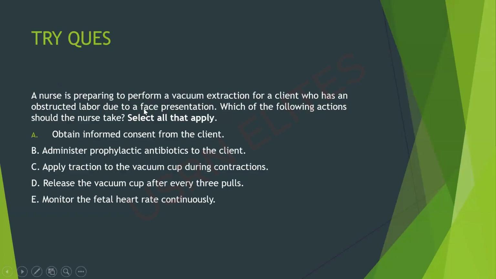A nurse is preparing to perform vacuum extraction for a client who has obstructed labor due to a face presentation. Which of the following actions should the nurse take? Select all that apply. So the child is coming with a face presentation, and the nurse is preparing to perform vacuum extraction. Which of the following actions should the nurse take?